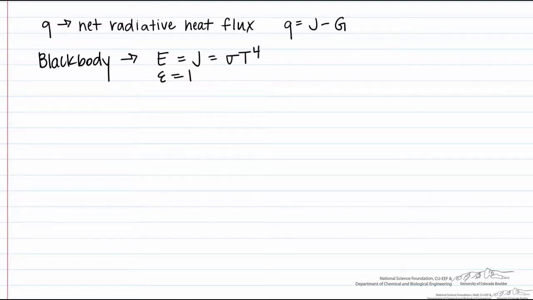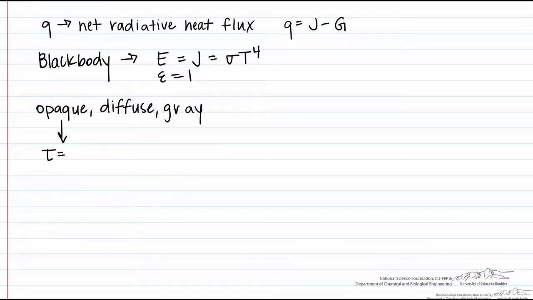A second example is an opaque, diffuse gray surface. And so what does that mean? Well, we'll start with opaque. Opaque means that, again, there's nothing that's transmitted. Diffuse means that rho and alpha are not a function of direction. And gray means that nothing is a function of wavelength.